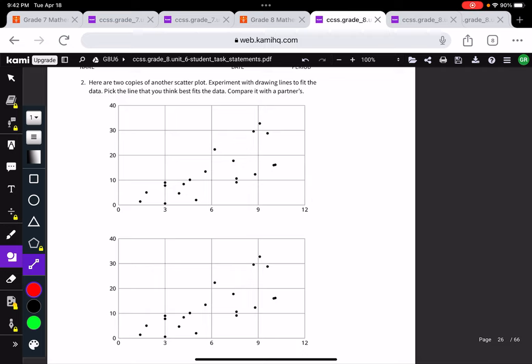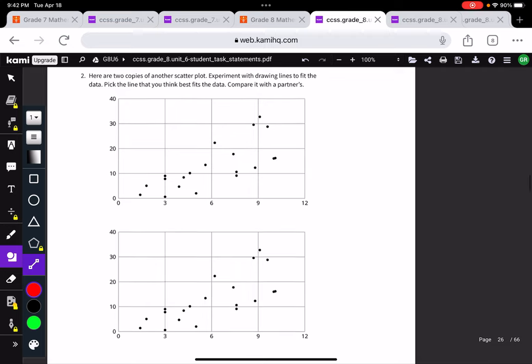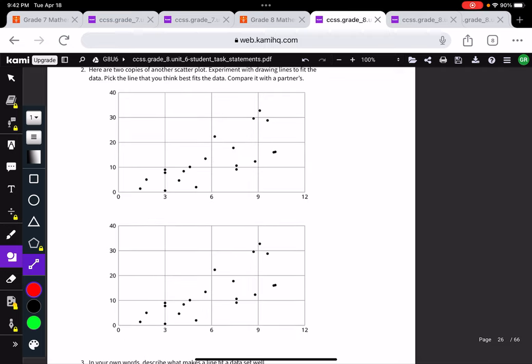Pick the line you think is best. This is going to be pretty subjective. That means it's not going to be exact. There are computer programs that do this for you, but it's better that you know how to do it manually before you agree with what a computer program might throw at you. So this, everyone might have some different lines, but some are going to be better than others.